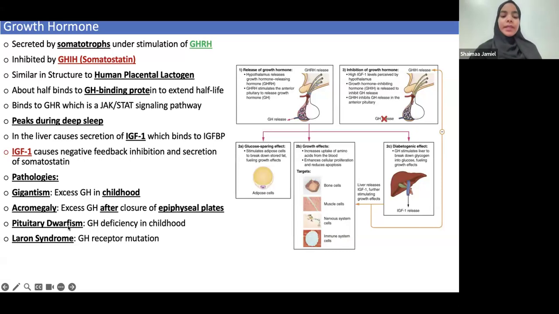And if you have decreased growth hormone in childhood, you're going to present with dwarfism, pituitary dwarfism. Sometimes the issue is not in the amount of growth hormone secreted, but in the receptor, and this is called Laron syndrome. Patients with Laron syndrome have a mutation in their receptor. So even though they have the growth hormone, it can't act. So they'll also be short, basically. So yeah, that's for growth hormone.